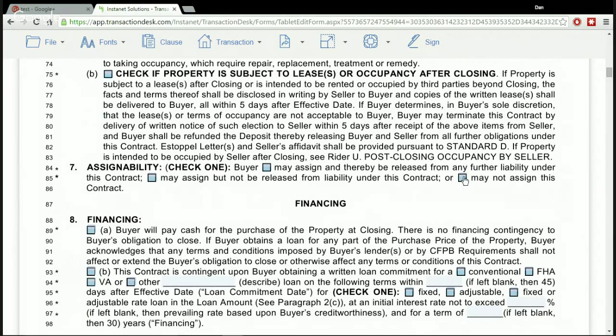And the final one is may not assign this contract. That's probably going to be the one you're going to use most often for your normal buyer.